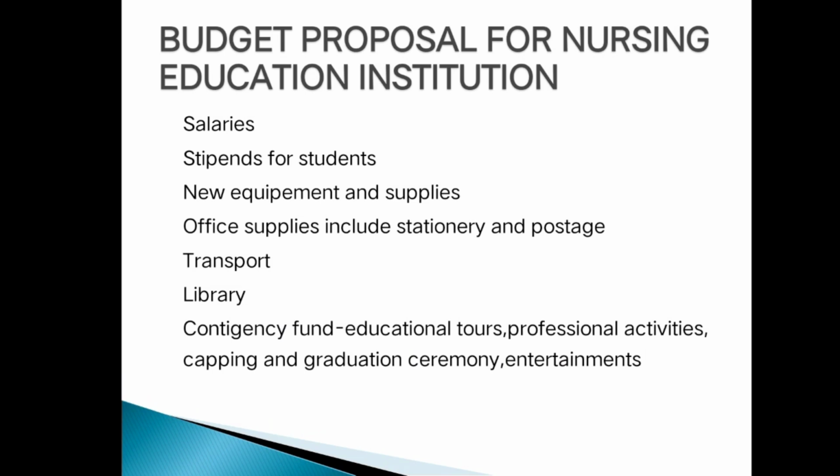Next is the library. In the library, the college will be procuring journals or material for journal club presentations, or any book is being procured. Every year they will be procuring new books for the library. For that also the educational institution will be planning the budget.